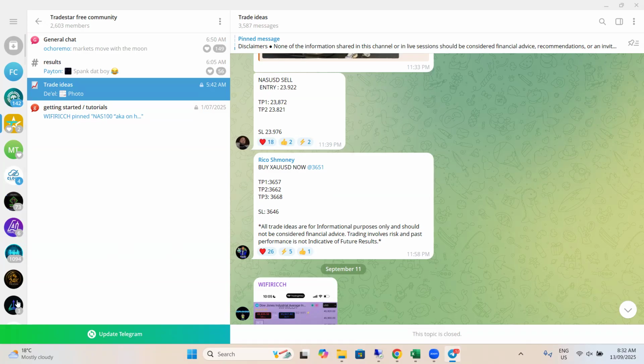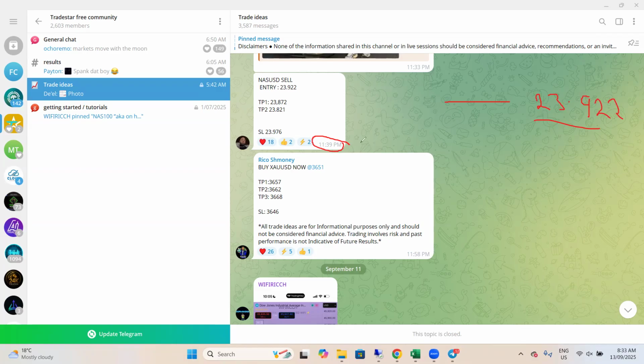Right? So I'll just give you a visual, right? The market, if they're saying to sell, they're going to give you an entry point. The entry would be around here, 23.922, right? So when the signal is called, you want to take it. You don't want to take it 5 hours later or the next day.